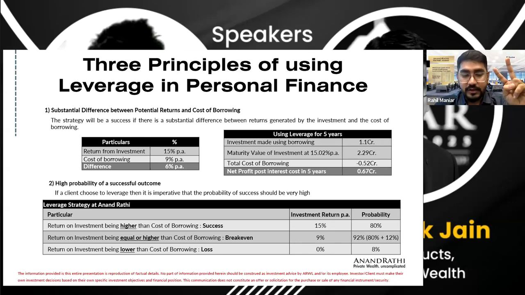Principle number 2 is that if you're looking at a spread of that 6%, what are the odds? What are the chances? What is the probability of you earning that 6% spread, right? So a high probability of successful outcome is the second principle that we want to follow. Again, not looking at this number, but let me give you an example and put some numbers into perspective. As you know, there are various instruments that we offer to our clients.